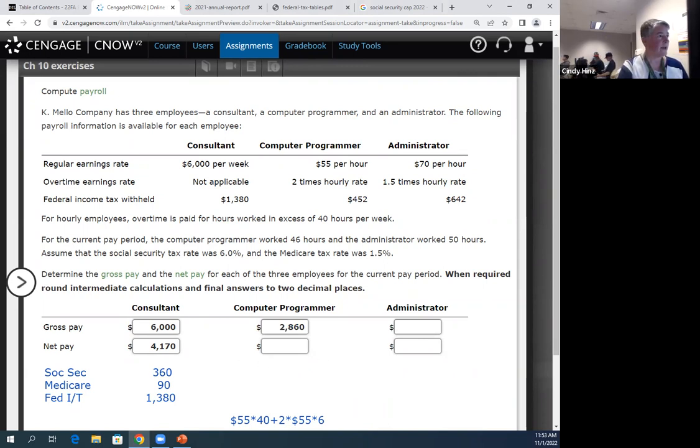But we need to subtract from that the Social Security at 6%. And it says to round our intermediate calculations and final answers to 2 decimal places. Medicare at 1.5%. And the federal income tax is given as $452.